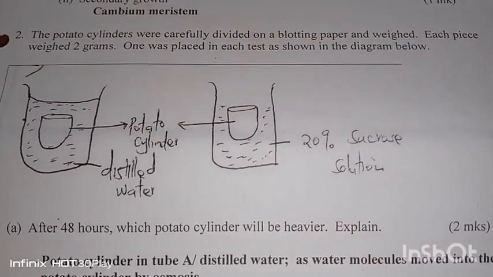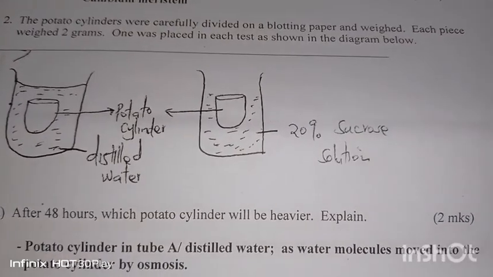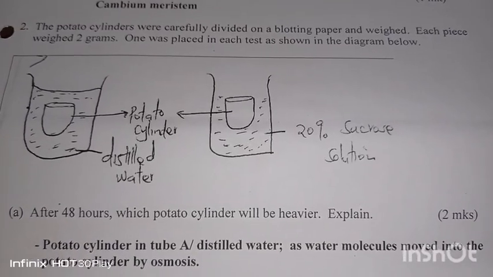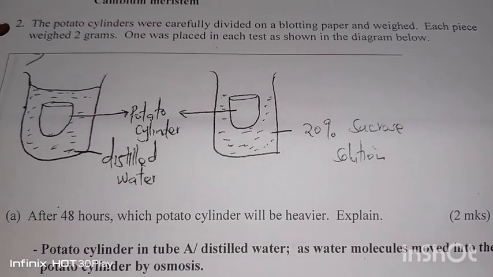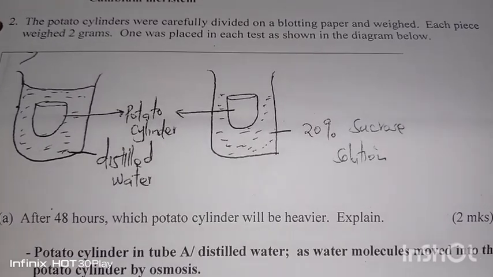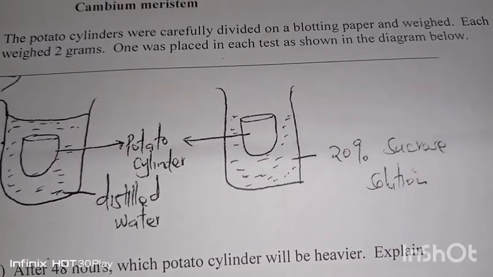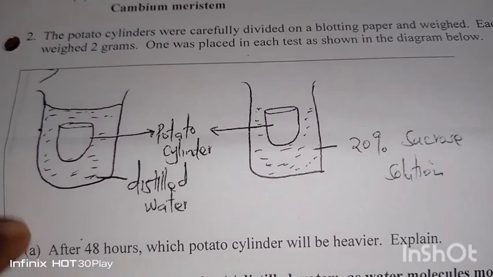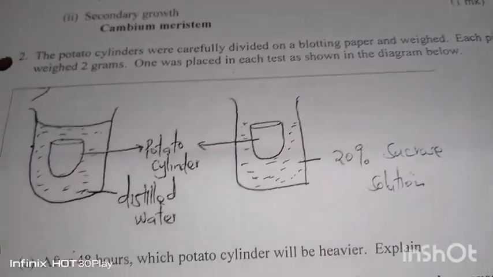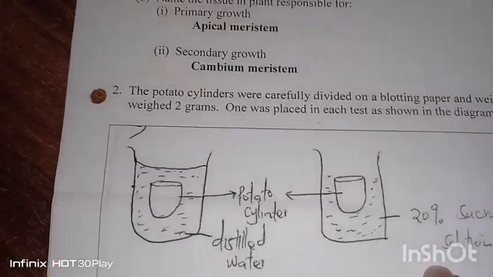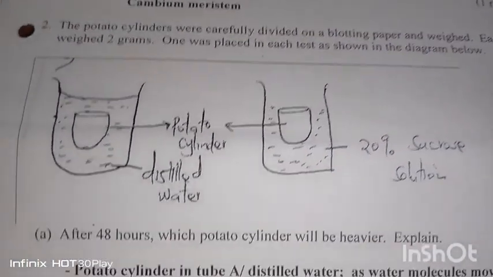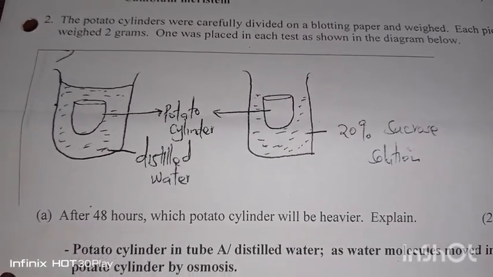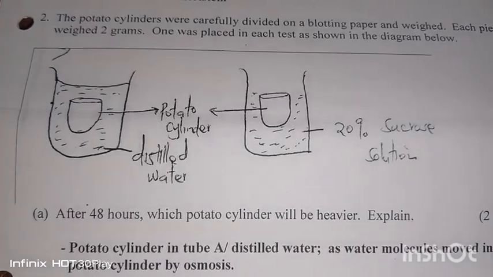The next question, you're given a potato cylinder carefully dried on a blotting paper and weighed. Each piece weighed 2 grams. One was placed in each test tube as shown in this diagram. So here you have a diagram. You have a potato cylinder, this one, that is immersed in distilled water. And here you also have another one, a potato cylinder that is immersed in 20% sucrose solution. Then you're asked after 48 hours, which potato cylinder will be heavier?